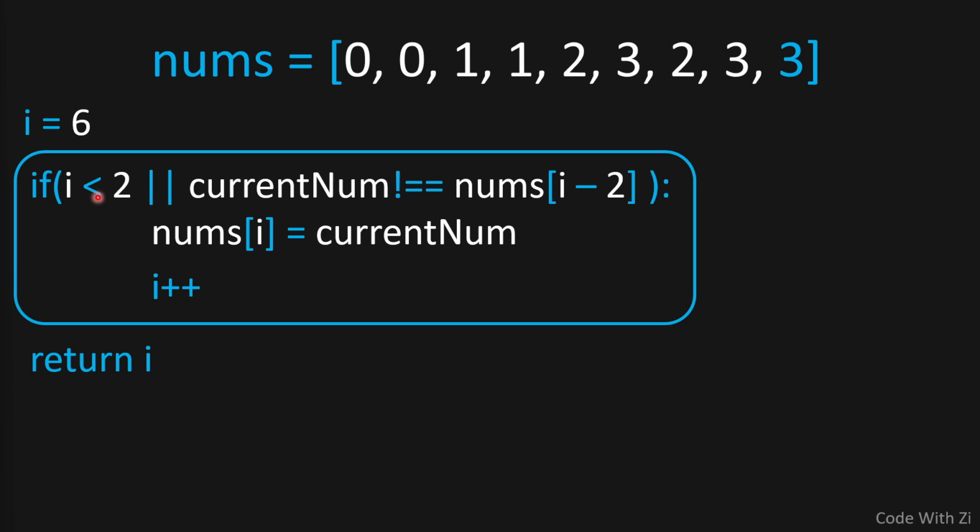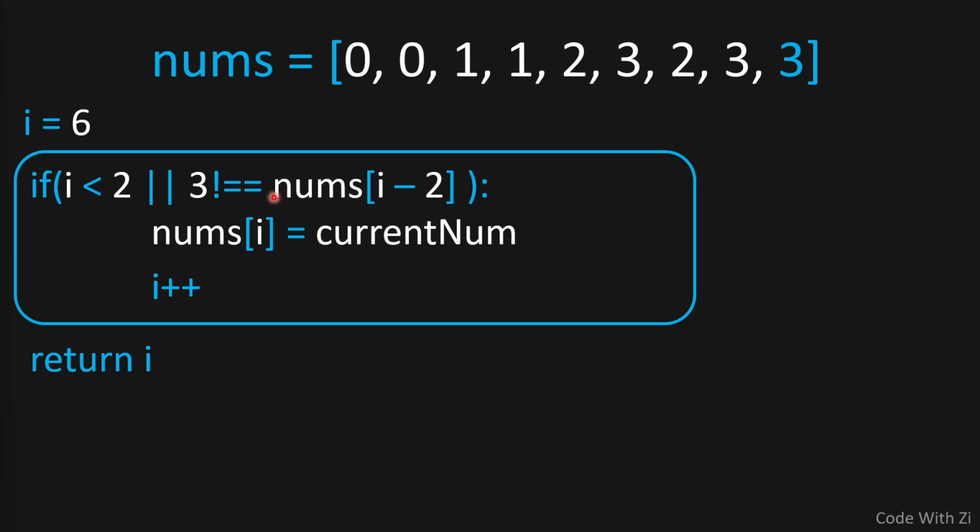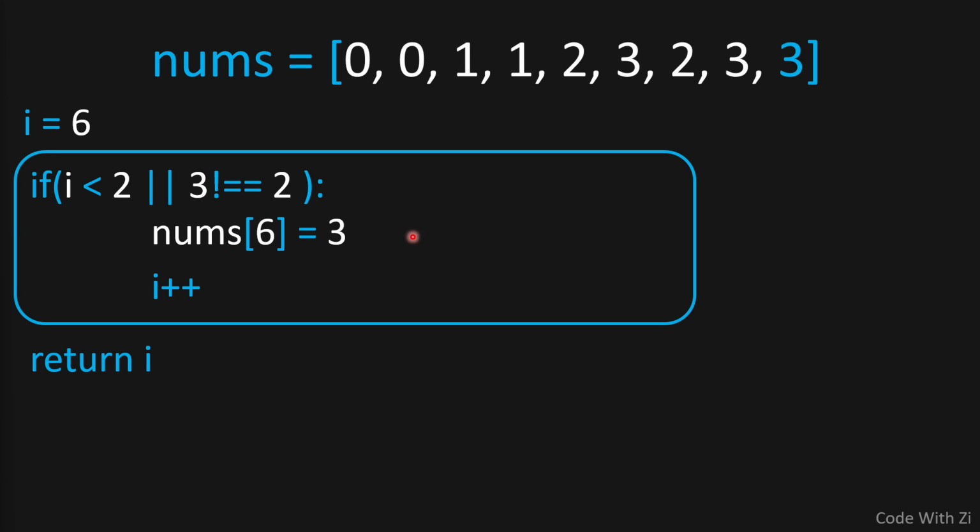If I is smaller than 2, it's not. Then the current number, which is 3, is it not equal to nums at the index of I minus 2, meaning nums at the index of 4? Well, nums at the index of 4 is going to be this 2 that we have here. Is 3 not equal to 2? Well, they're not equal. So we're going to enter this if statement, and nums at the index of 6 should be equal to current number, which is 3. That's going to make this be equal to 3. And then I is going to get incremented.